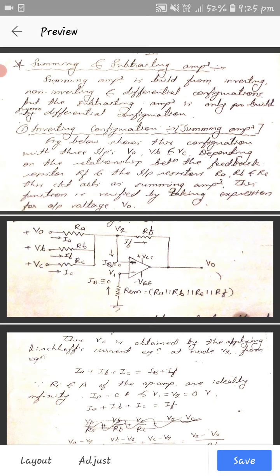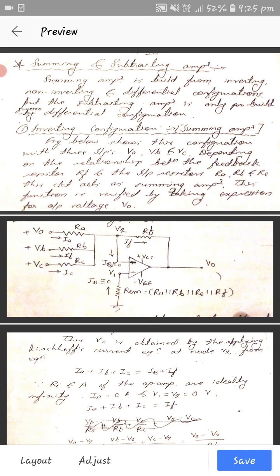Now see the inverting configuration in a summing amplifier. The summing amplifier, that means the adder, adds the different input signals using the inverting configuration of the operational amplifier. The figure shows this configuration with three inputs, connected to three different inputs: phi A, phi B and phi C.